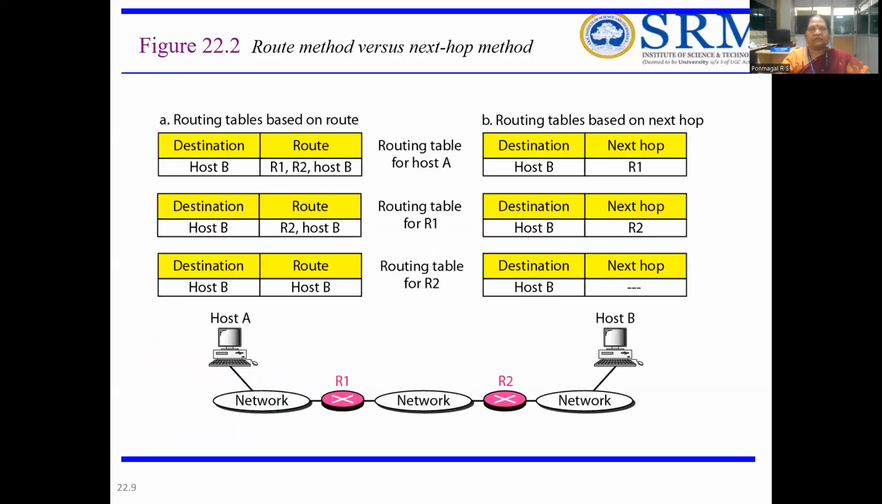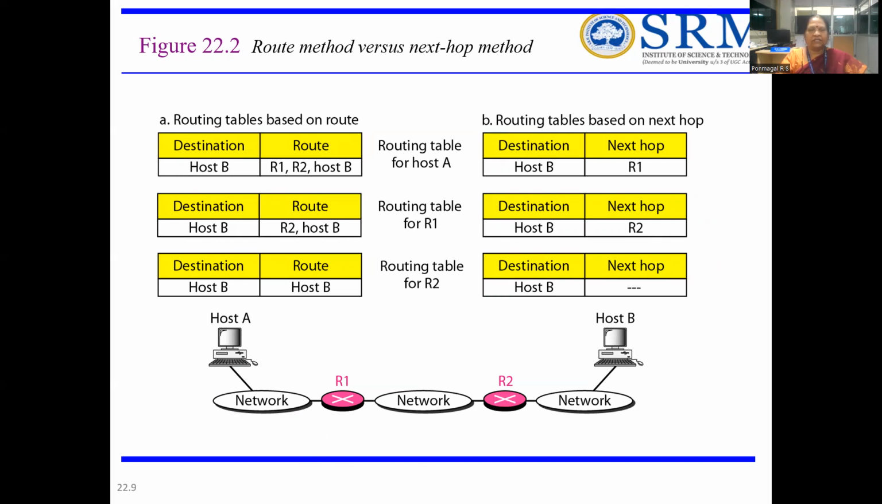This is the first method, route method versus next hop method. In the route method, how does the forwarding table work and how are the packets forwarded? Now consider an example. There are 2 hosts and 3 networks, connected by 2 routers. So we have host A, host B, and routers R1 and R2. The routing tables for A are based on route, and for B we have routing tables based on next hop.